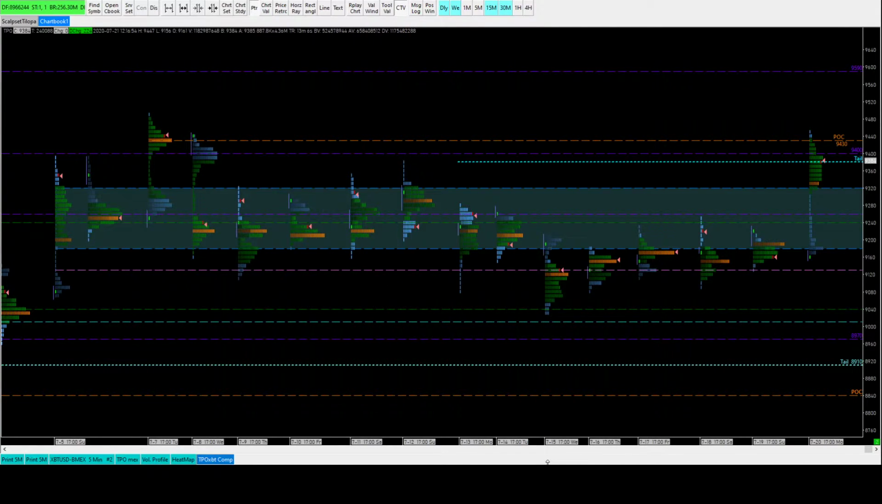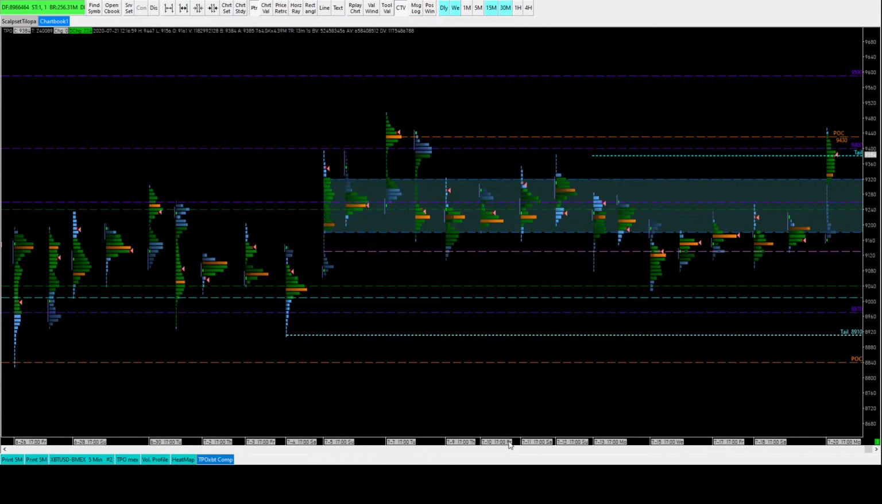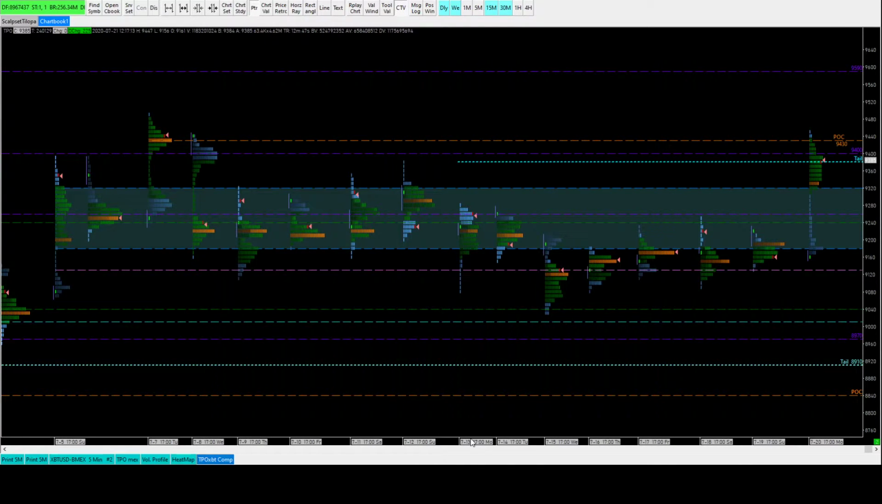So ultimately, I use this tool for context. It's not really something that I'm executing trades with. As price is spending time in these areas where you see the majority of these buildups, we've created what's called value. That's the name of the game here: this tool allows us to see value and see when value is being accepted and when it's being rejected.